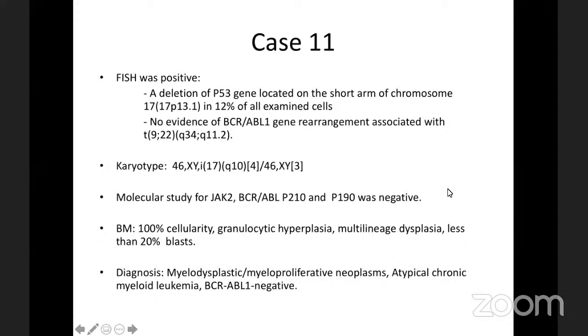Yes, you need to rule out the other causes for dysplastic change like folate and B12 deficiency. I agree. Medications and other drugs that may lead to it, yes, need to be ruled out. But since we have a clonality by FISH and karyotype, this is a clonal evolution.